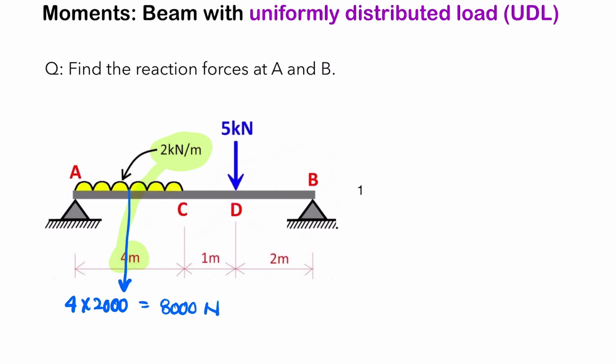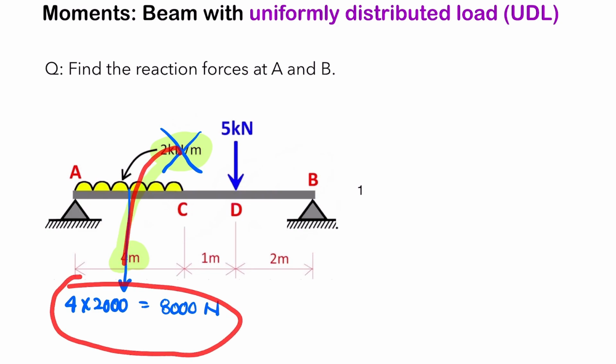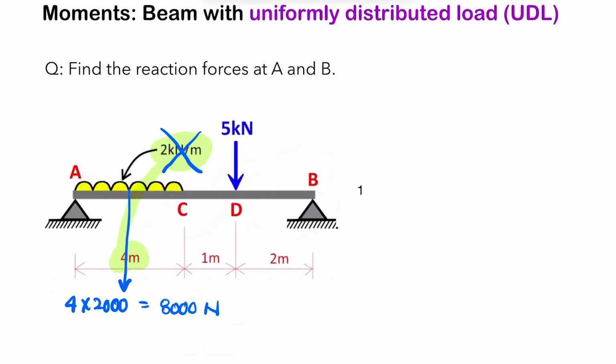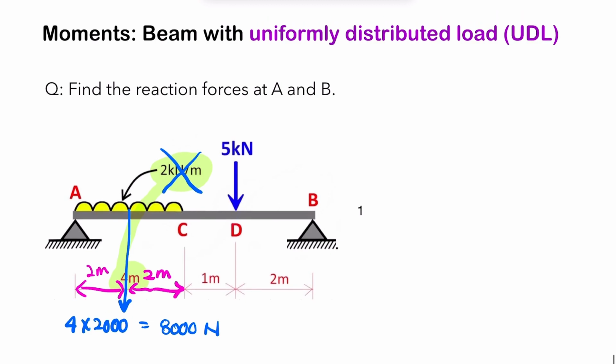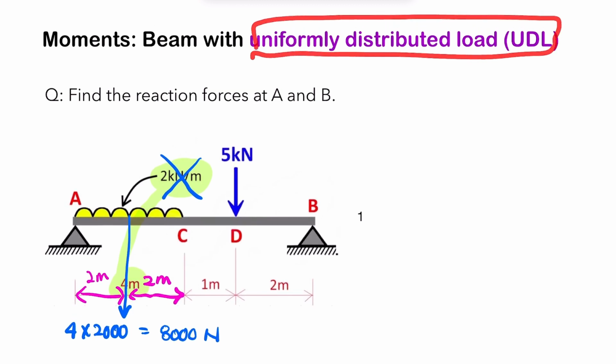Okay, so now we can ignore that because it's been replaced by that. And we just need to label this distance here as 2 meters and this distance here as 2 meters. So it's in the center of that. So you do that whenever you see you have a uniformly distributed load.